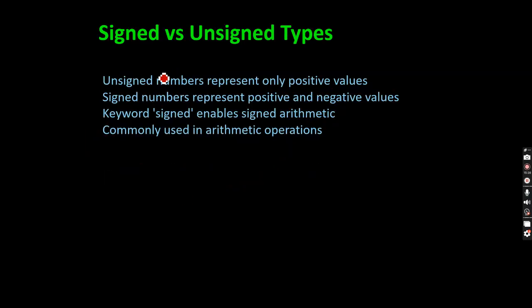Now signed and unsigned. Unsigned means you only have positive values. Signed means plus and minus, so negative values can also be stored in our data types. Any data type is unsigned by default. If you want to make it signed, you have to use the keyword signed before it. It is commonly used for arithmetic operations. If we are performing any arithmetic operation, we need a signed variable. That's why we have to explicitly declare the signed keyword before our data type. We will see an example of that.